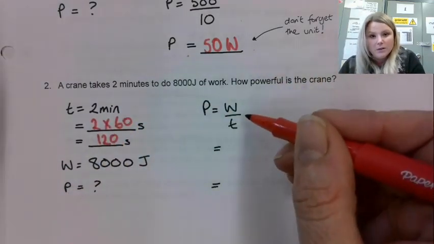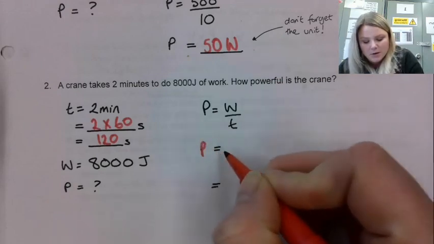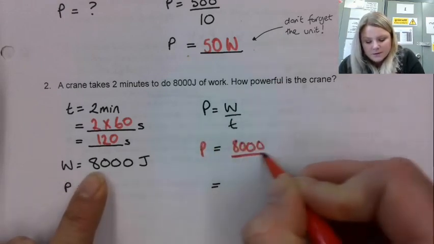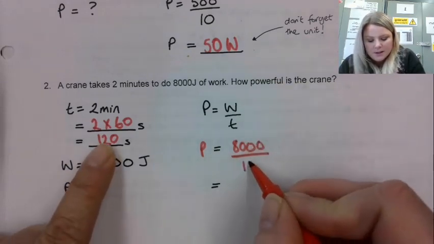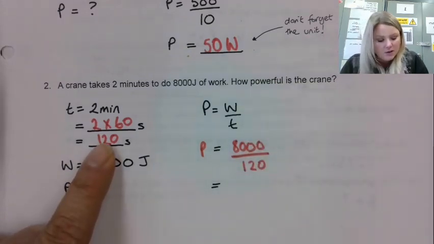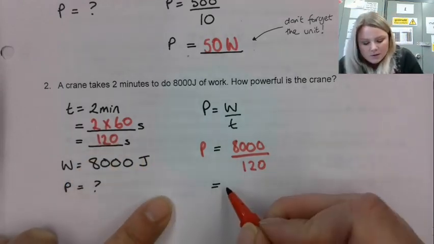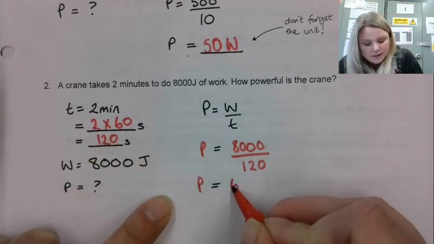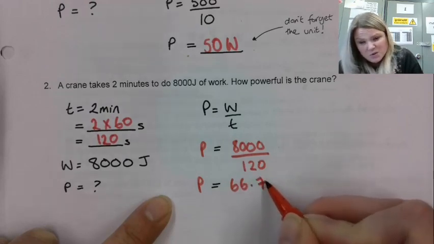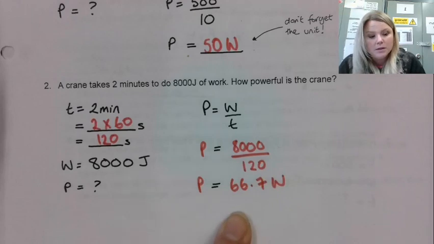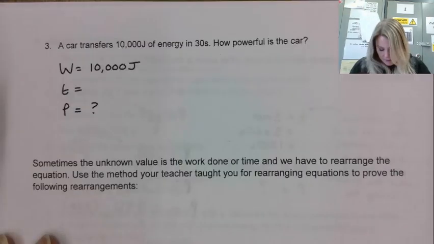Start off by writing out our equation, fill in our values. So power equals work is 8,000 divided by the time is 120 seconds. And if we do 8,000 divided by 120, we get 66.6667. So I'm going to go power is 66.7. I'll just go 1 decimal place there, or 3 significant figures. And my unit, watts.